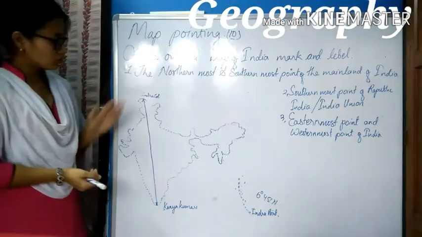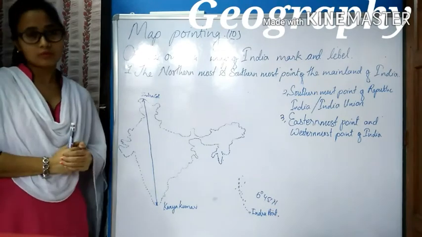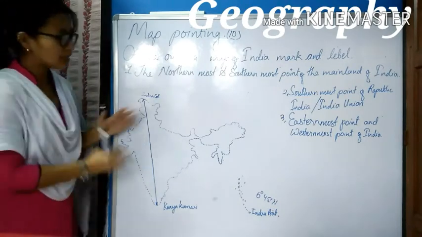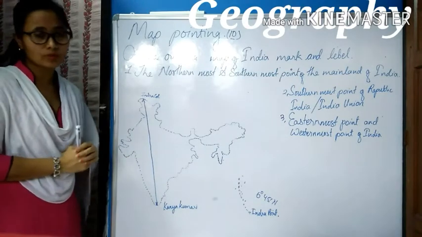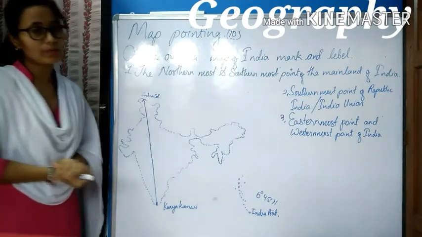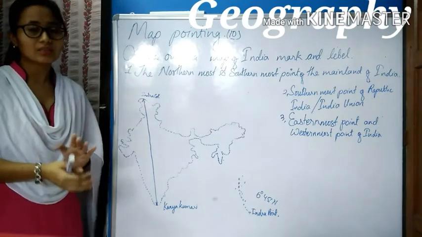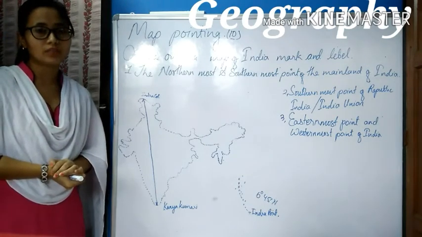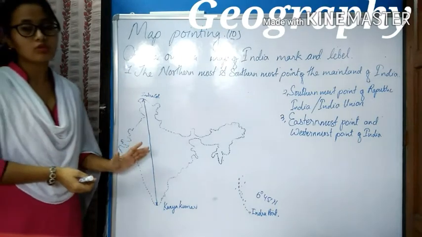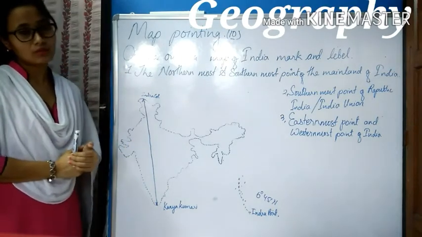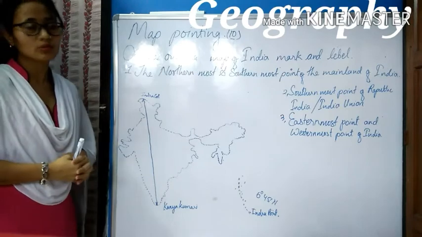So this was about the northernmost point and the southernmost point of India that lies in the mainland of India. Whereas Indira Point is the southernmost point of India that lies away from the mainland, or we can also say the southernmost point of the Republic of India or the India Union. Now let us move on to the third question.